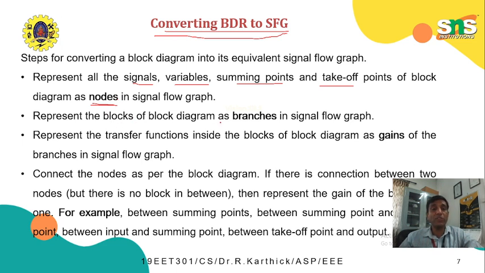Then represent the blocks of the block diagram as the branches in the signal flow graph. Inside the block we have the gain, so they will represent the gain of the branches. That is, the transfer function inside the block will be represented as the gain of the branch. Once everything is represented, we connect all the nodes as per the block diagram, and if there is a connection between two nodes but no block in between, then the gain of the branch is 1. So if two nodes are connected but no gain is mentioned, we take it as 1.